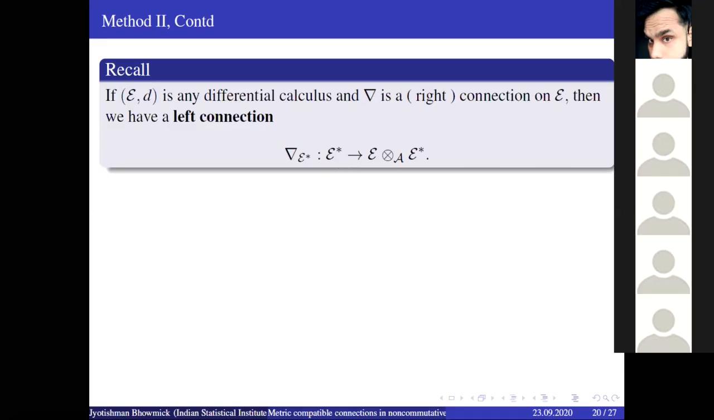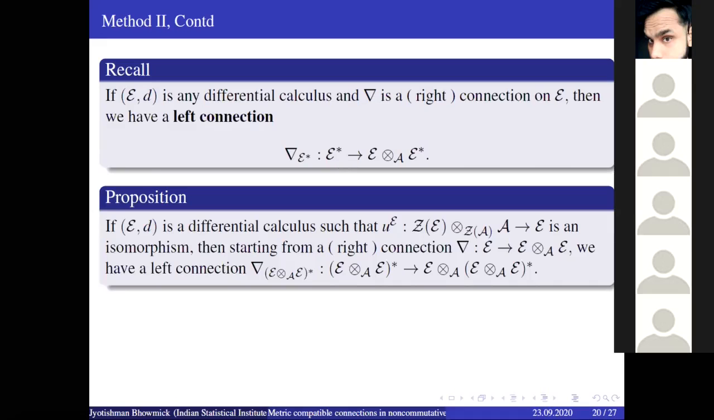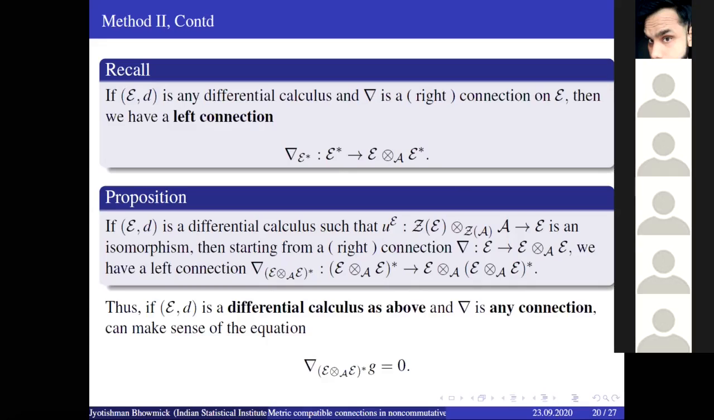So combining this is what we get. If you assume this condition on the differential calculus and you start with the right connection, you get a left connection on E tensor E whole star. And remember that the metric G is an element of E tensor E star. So it makes sense to define this. So this is the second approach.